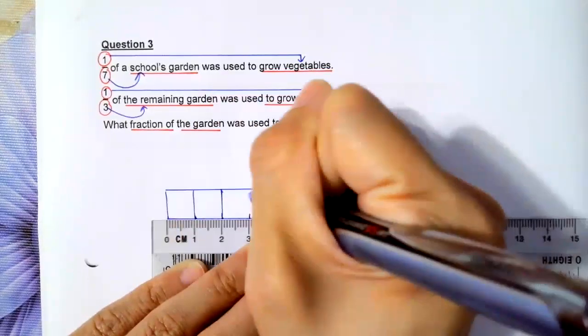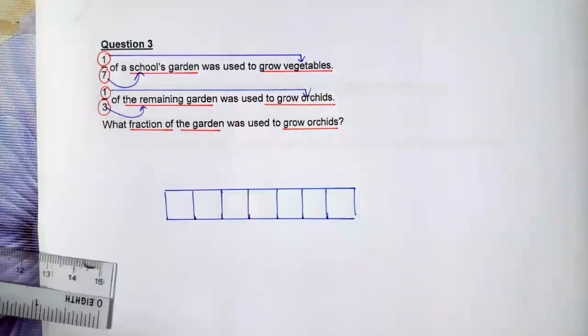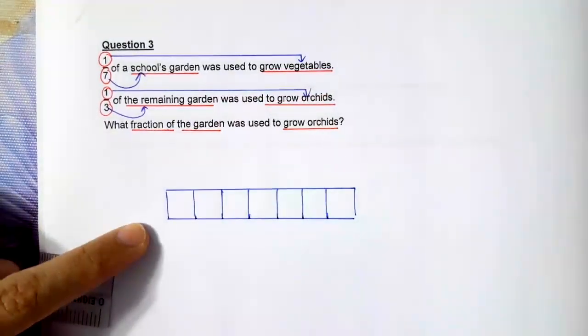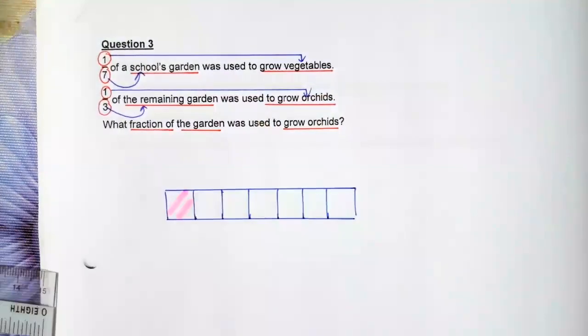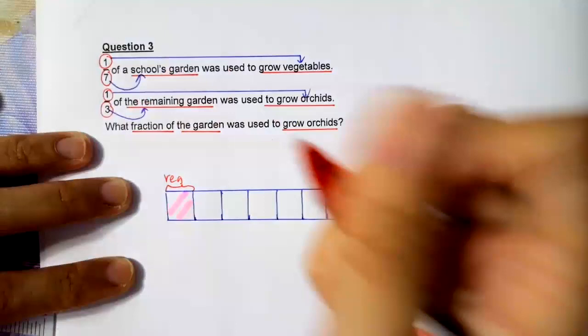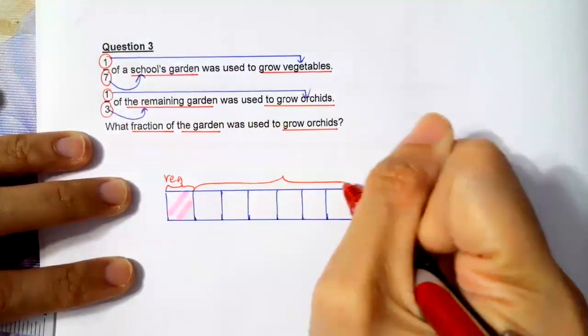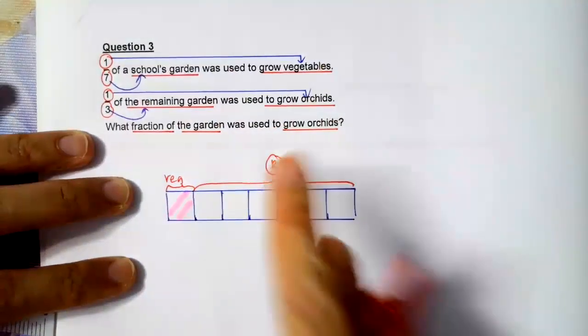Right? Make sure your model is big and clear so you can see clearly. Don't squeeze your model together. You have more than enough space to work with. So out of the 7, I'm going to shade 1 for the growing of vegetable. Okay, and what do I call this? I'm going to call it the remainder. So to make it easy, I'm just going to write a capital R and a circle to represent remainder.